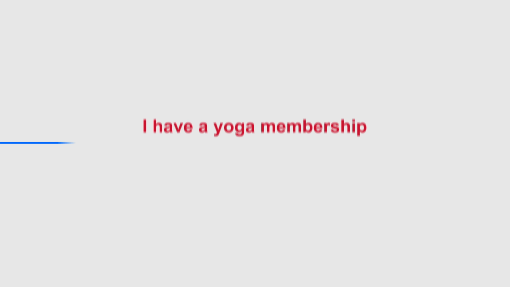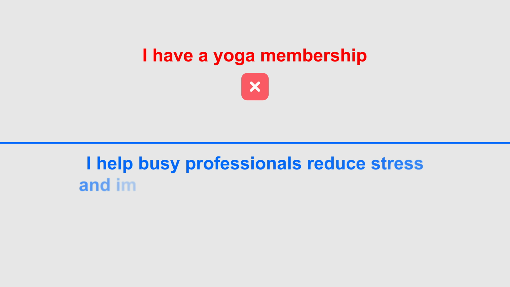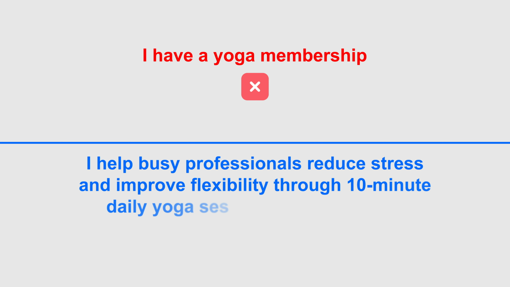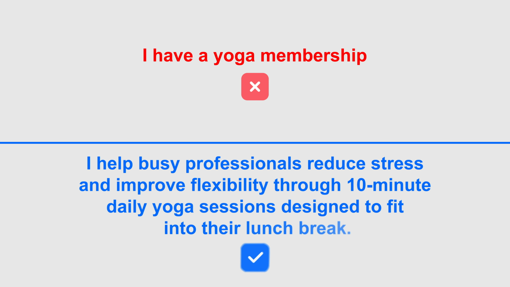For example, instead of saying, I have a yoga membership, you can say, I help busy professionals reduce stress and improve flexibility through 10-minute daily yoga sessions designed to fit into their lunch break. See the difference there? The second version makes it crystal clear who it's for and what transformation they'll experience. And once you have your formula on paper, you can use it as a test for every piece of membership messaging and ask, does this help me communicate my UVP? You can differentiate by who you serve, what you're helping them accomplish, and how you do it.